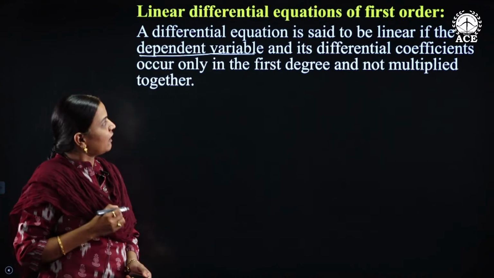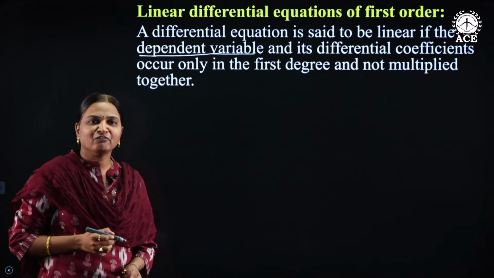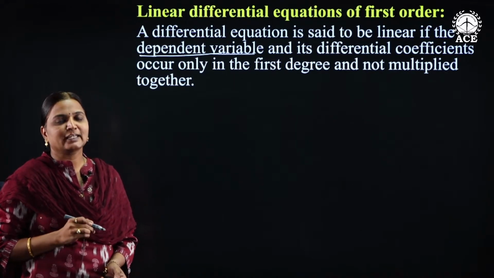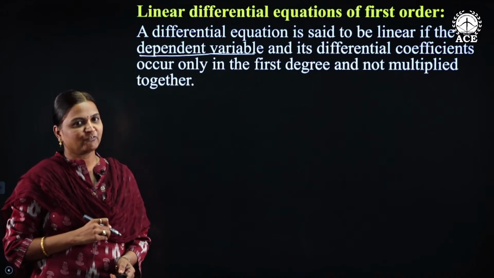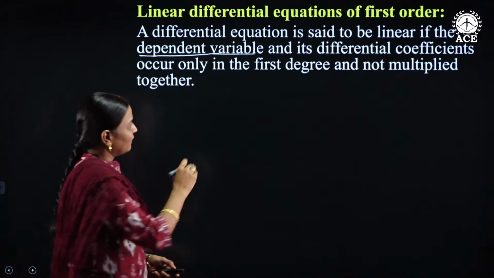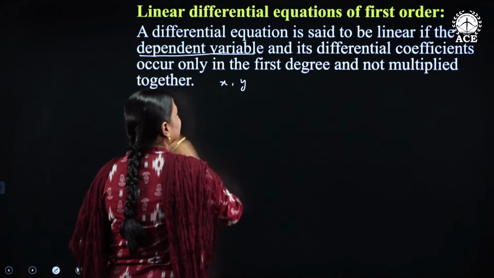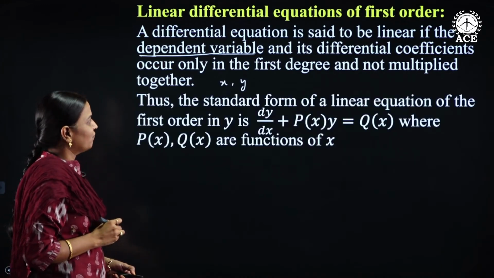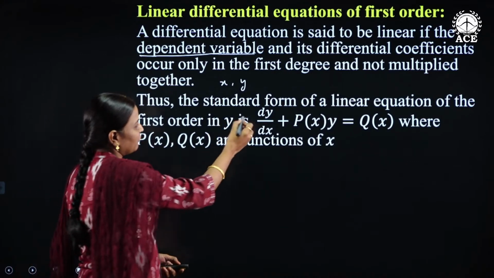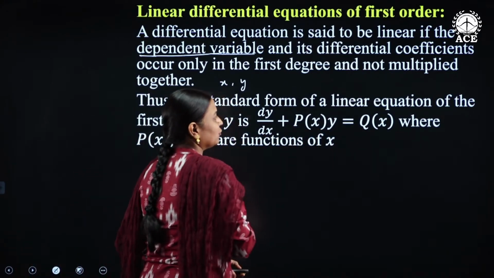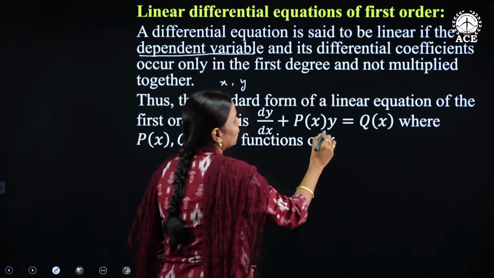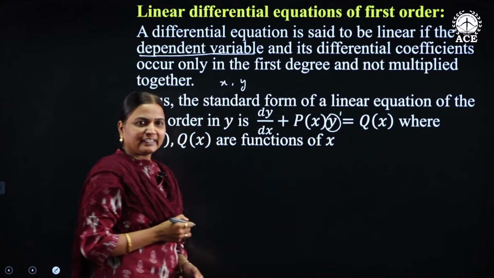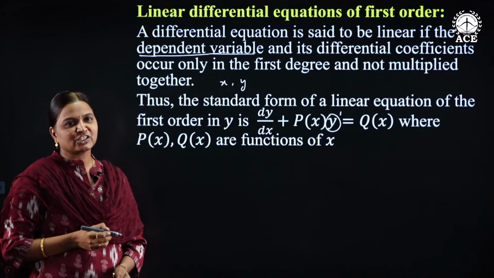Simply, how do we define the linear differential equation? In a differential equation, if the dependent variable appears with power 1, such a differential equation is called a linear differential equation. Suppose x and y are the two variables. The standard form of the linear differential equation in y is dy by dx plus p of x into y is equal to q of x. Observe clearly here, y appears with degree 1. Therefore we say it is a linear differential equation in y.